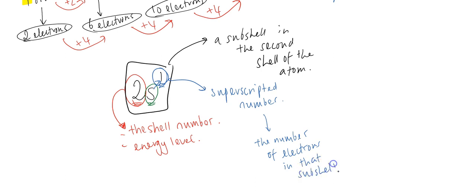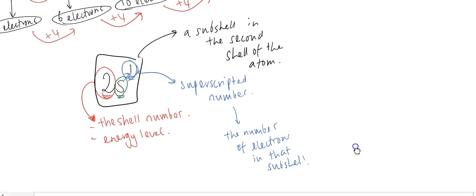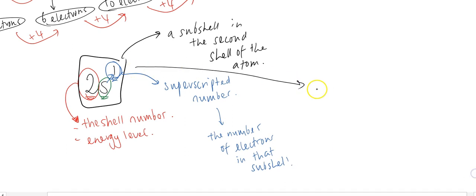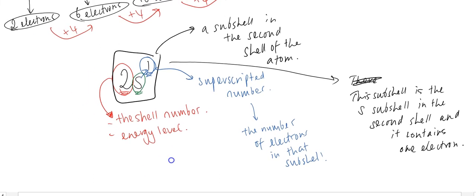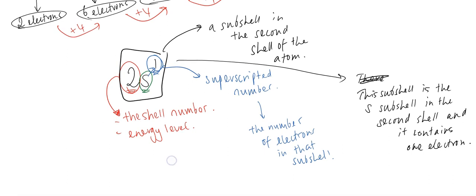So if we look at the 2s bit, which tells us that this is an S subshell in the second shell, the 1 tells us that there's 1 electron in that S subshell of the second shell. So if you had to fully write out in words what 2s1 really meant, just in a sentence, you would say: this subshell is the S subshell in the second shell and it contains 1 electron. Okay, and there we have it. This is how we unpack a written representation of a subshell.